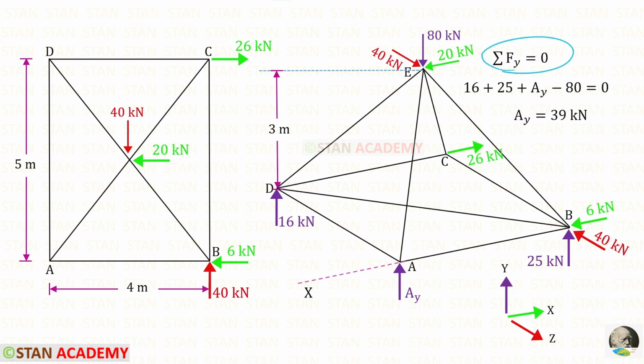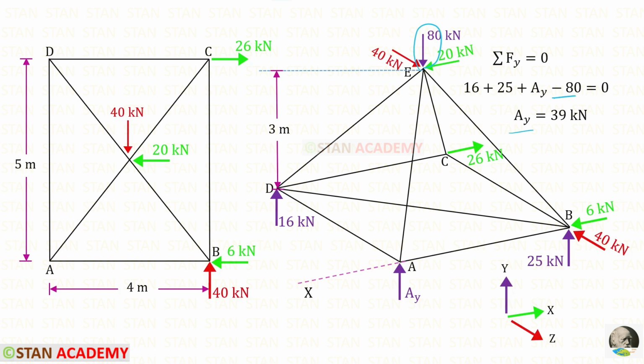Let us apply this rule and find out Ay. Let us keep upwards as positive and downwards as negative. These three are acting upwards, so all three are positive. And this is acting downwards, so it will be negative.